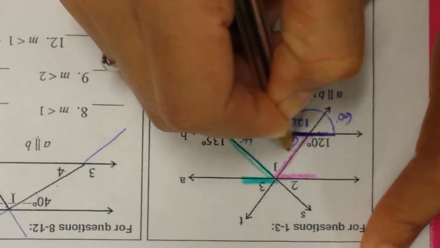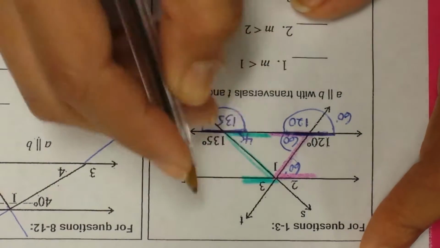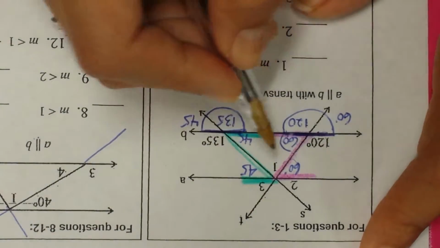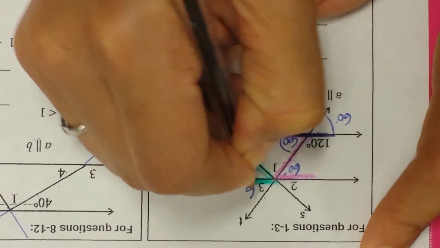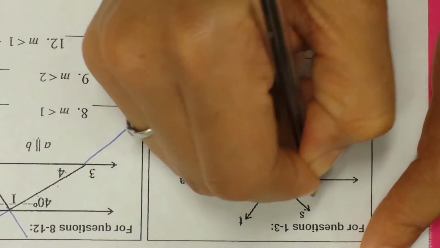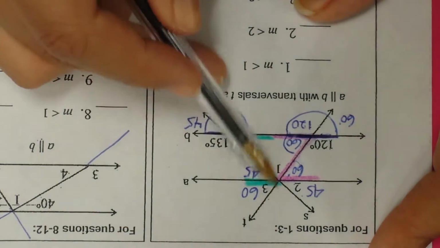So if this is 60, that's the corner. What's this one right here? It's also a 60. Alternate interior, but the corners of my Z are always congruent. Same thing right here. If this is 45, what's this right here? 45. Now once we got that, we can go vertical, nice and easy, from 60 to 60. This to this right here, 45. So we pretty much got everything filled out except these two.